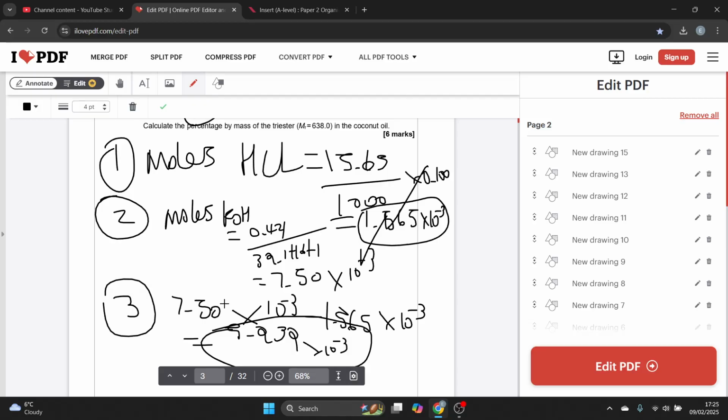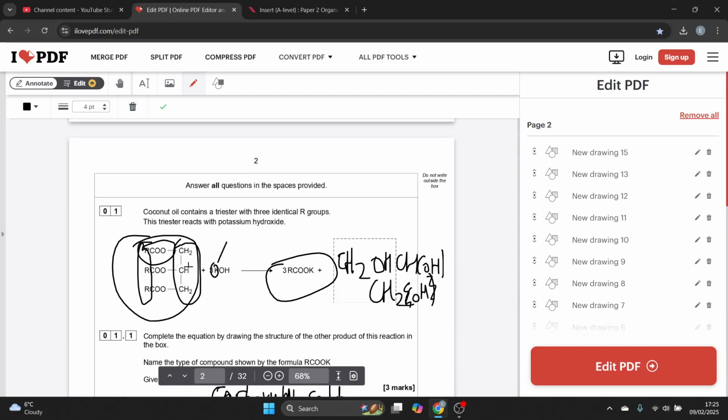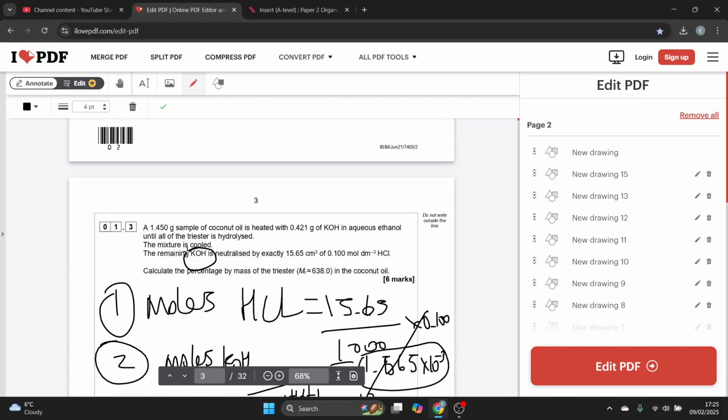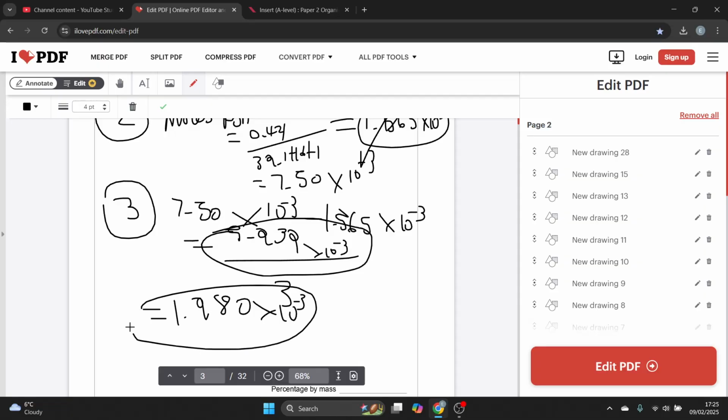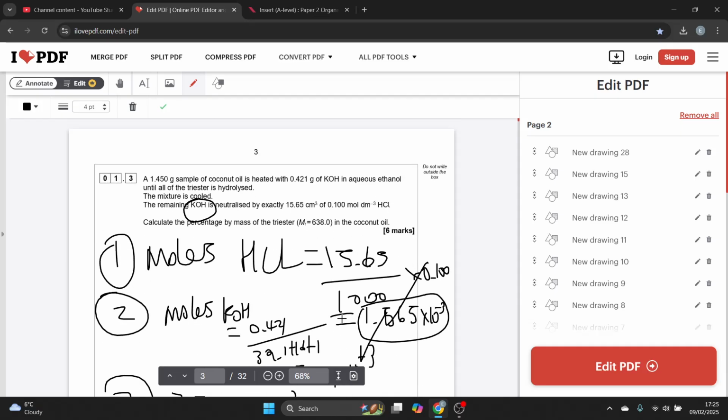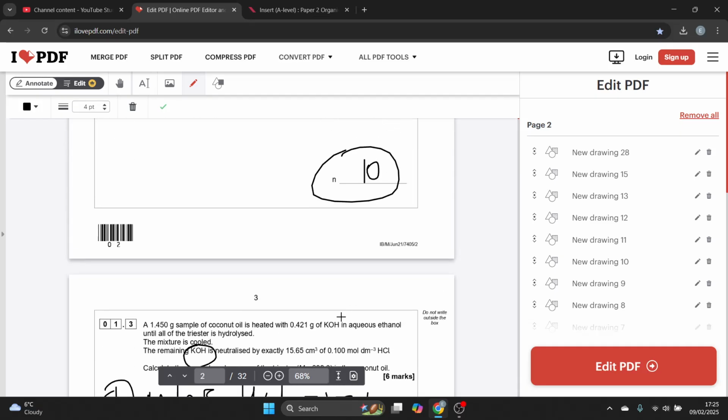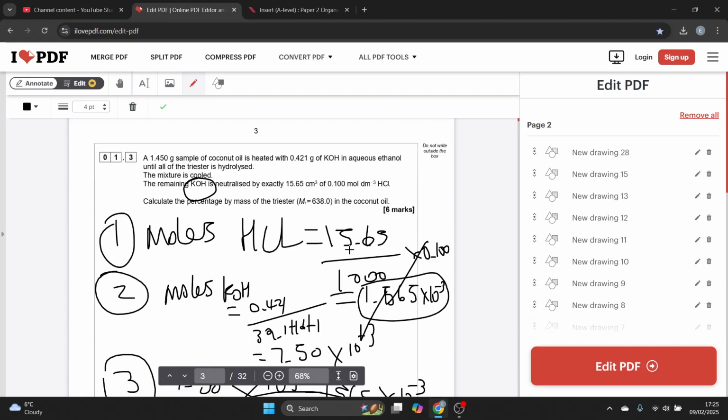Then to find the ester, the potassium hydroxide to the ester is a 1 to 3 molar ratio. So now I divide that by 3, and that will give me 1.980 times 10 to the power minus 3. Then I need to find out the mass of the ester. Mass is moles times the MR of the ester, which is 638.0.